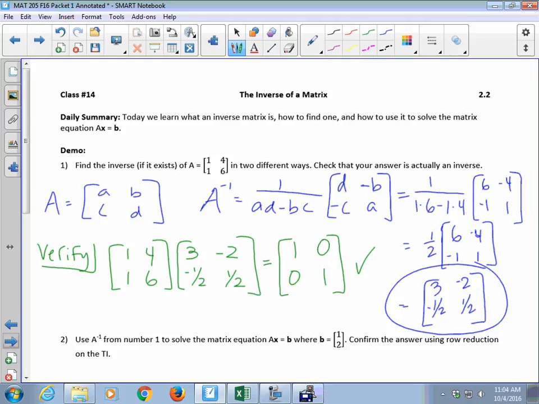All right, so we found the inverse one way using the handy little formula, but it only works for a 2 by 2 matrix, that little formula. So there's another way to find inverses, and I ran out of room here, so I'm going to go to a new page here.